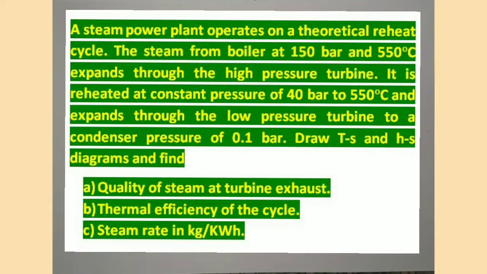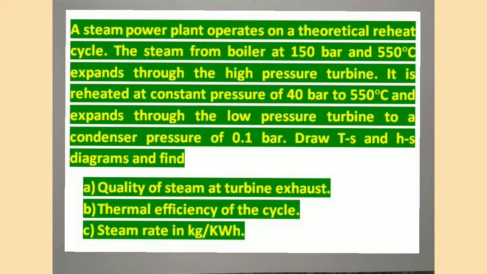The question is, a steam power plant operates on a theoretical reheat cycle. The steam from boiler at 150 bar and 550 degrees Celsius expands through the high pressure turbine. It is reheated at a constant pressure of 40 bar to 550 degrees Celsius and expands through the low pressure turbine to a condenser pressure of 0.1 bar.